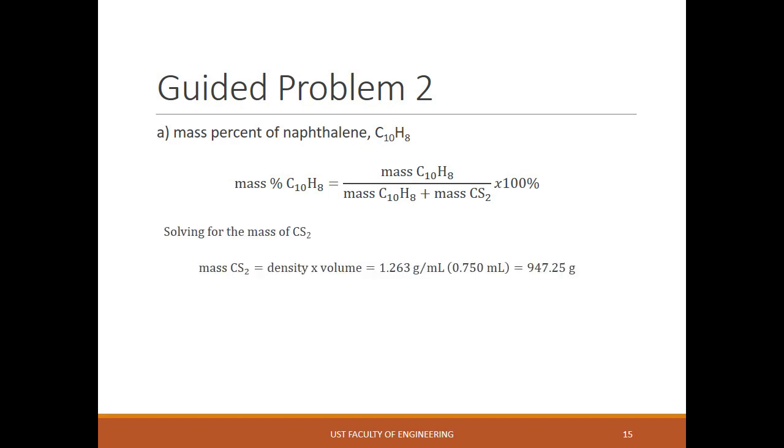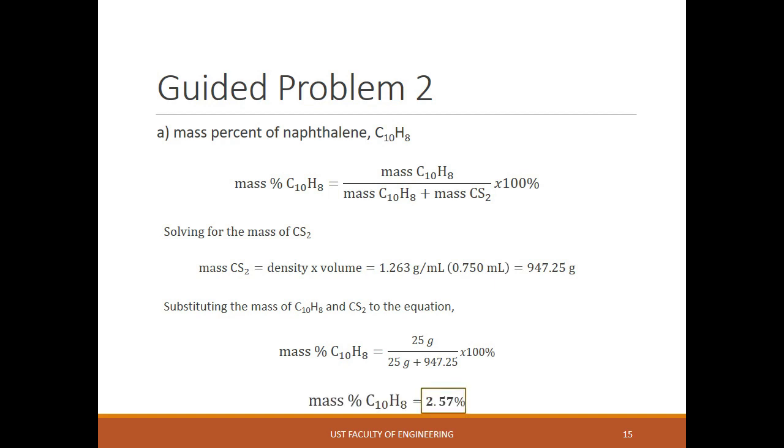We can calculate the mass of the carbon disulfide by multiplying the volume with its density. Thus, the mass of carbon disulfide is given by 1.263 grams per ml times 750 ml, which is equal to 947.25 grams. Now, substituting the mass of both components in the equation, the mass percent of naphthalene is equal to 25 grams divided by 25 plus 947.25 grams, times 100%, which is equal to 2.57%.